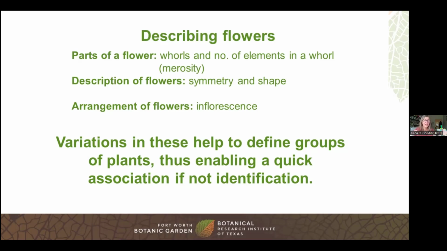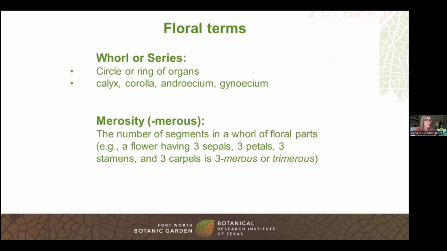Variations in each of these really help us group plants together and see patterns across families. So I do give you the family for each one of the species we're going to be talking about, and you can see how well this might align with other members of that family. And there's going to be a few caveats, but we'll talk about them when we get there. Okay, so floral terms. I mentioned that we are going to be talking about floral anatomy, the parts.